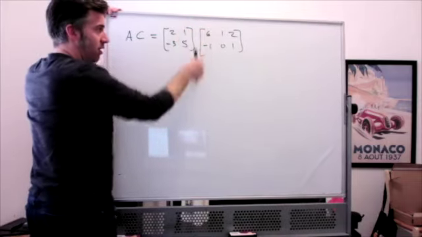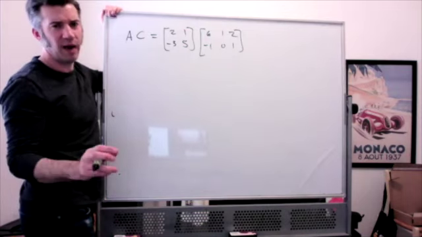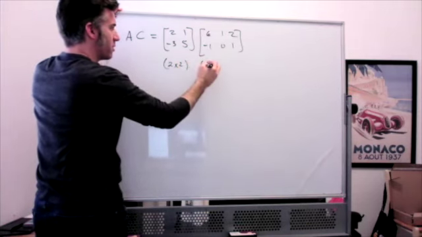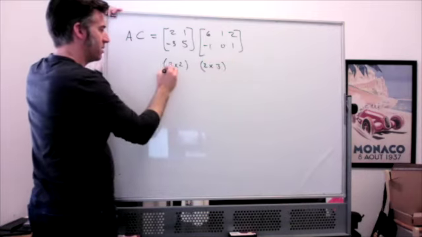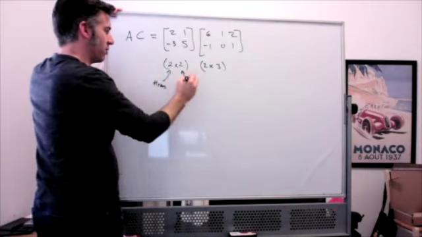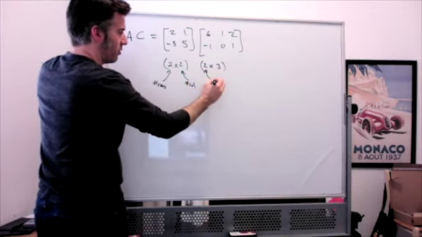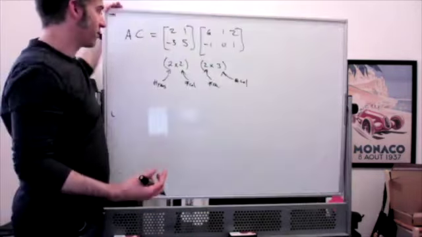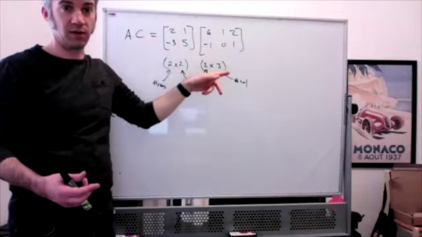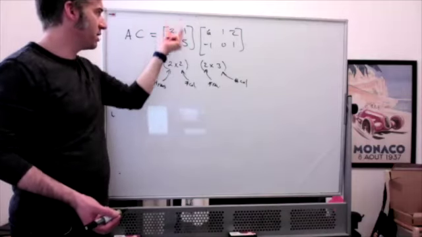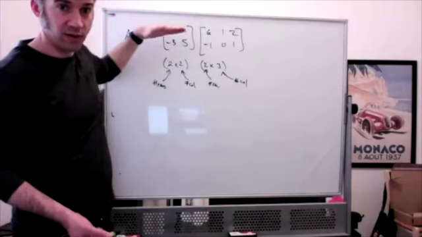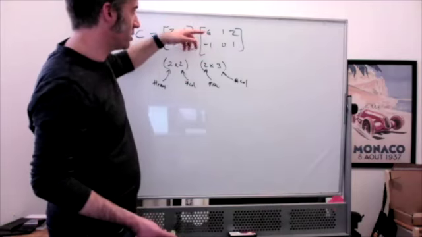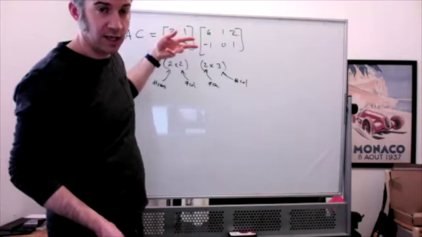You need the row that you dot with the column to both have the same number of entries, which seems backwards because we're always talking about the number of rows. This is the number of rows. This is the number of columns. Same deal here, number of rows, number of columns. So to be able to multiply two matrices together, the number of columns in the first matrix has to equal the number of rows in the second matrix. But the reason that's true is because the number of columns in the first matrix is the length of the row in the first matrix. There's two columns, the row has two entries. And the number of rows in the second matrix is the length of the column.